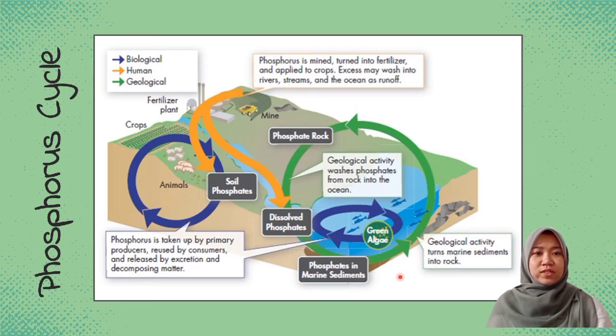While the phosphorus cycle is a bit similar to the nitrogen cycle, because phosphorus is also used in fertilizer and released by decomposed matter. The excess of it may wash into the streams and contaminate the water source.